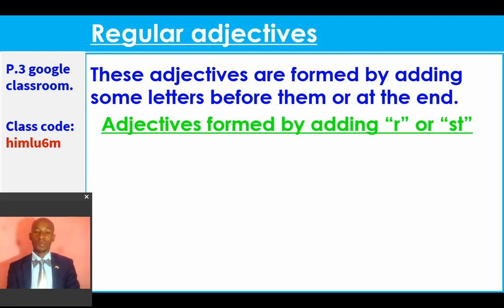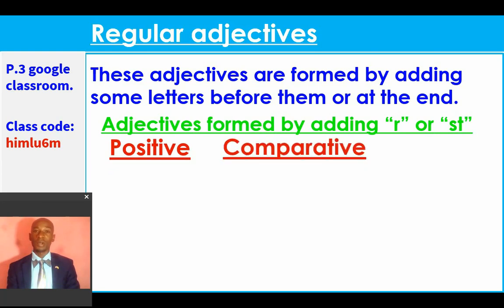Let's now have them. So we shall start by adjectives formed by adding letter R or ST. Yes. So under the positive degree, we shall have some of them, and the changes will appear under the comparative degree. So there we shall be adding R. Then in the superlative degree, we shall be adding ST. So here are some of the examples in this category.